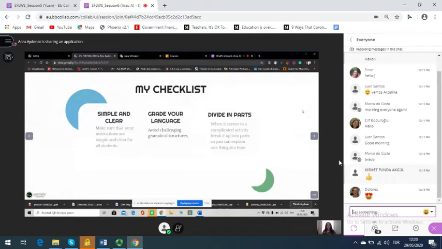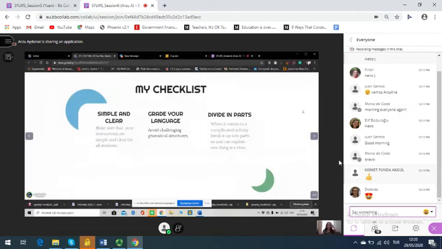And my checklist, the first one is simple and clear. I say, make sure that your instructions are simple and clear for all students, because we want them to participate also, all the students, not one part. So simple and clear for all of them.